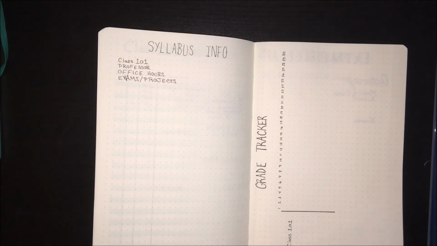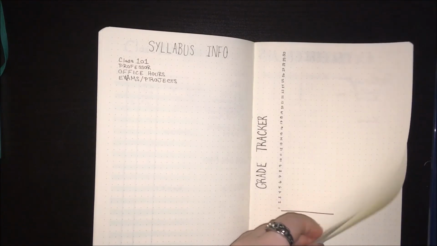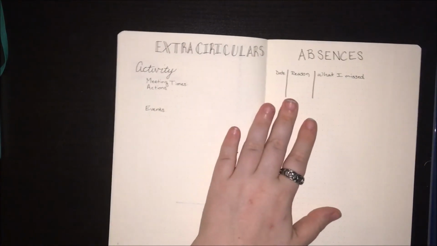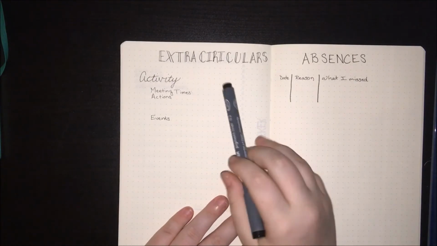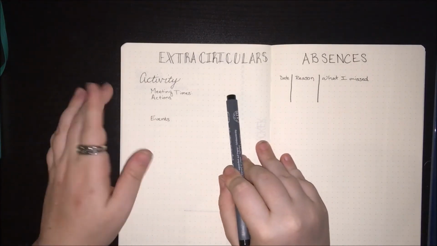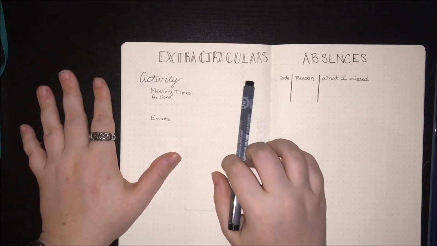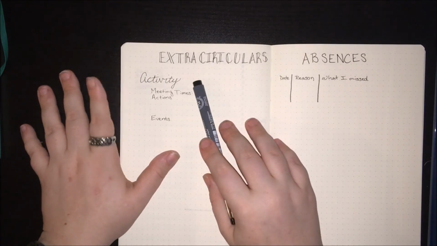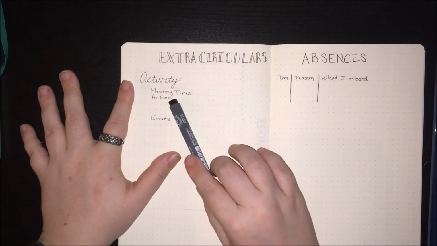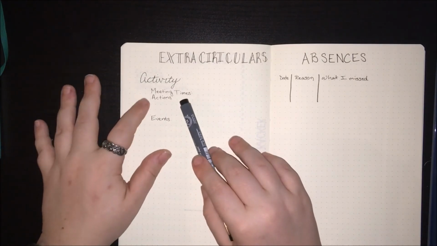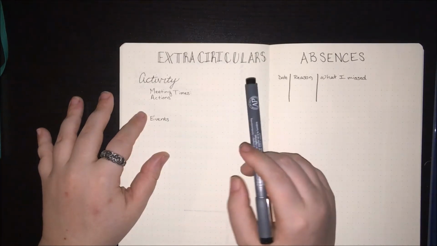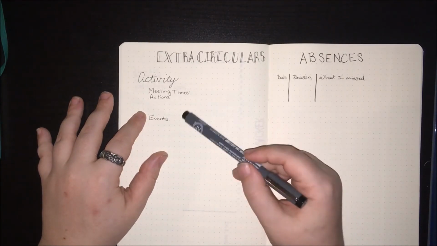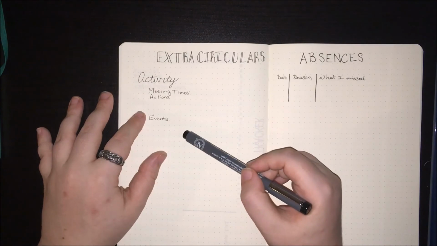Some other things to keep in mind, as I mentioned earlier, extracurriculars. With the extracurriculars, what I suggest is, again, keep it simple. Write down what your activity is. Write down when it meets, what actions you need to be taking either during the meeting time or between different meeting times, and write down any events you have.